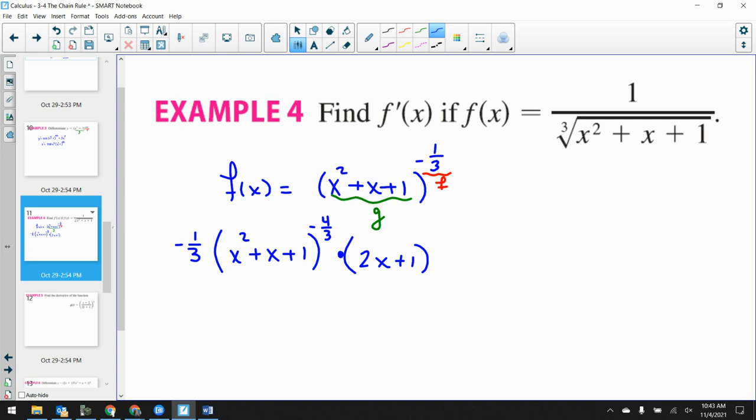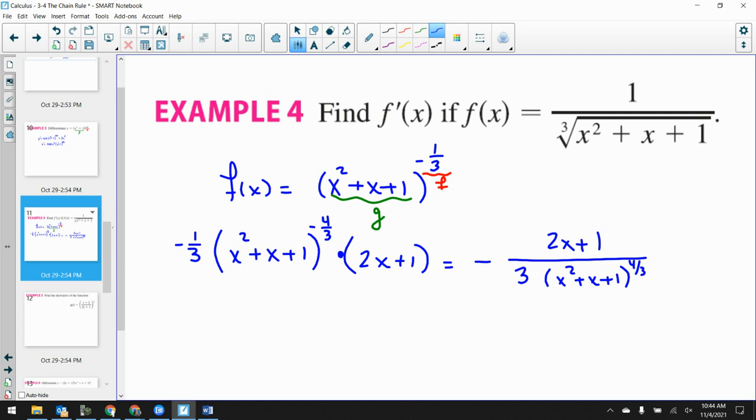And now the rest of it. I left it like that on my key, but I think I could change that a little bit. I could manipulate that a little bit. Like this is all just going to be a negative. Let's put this chunk down in the denominator again. There's also a 3 in the denominator. So this is x squared plus x plus 1 now to the positive 4/3 power. And now the 2x plus 1 stays on top.